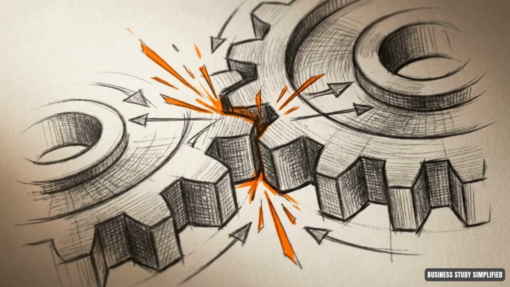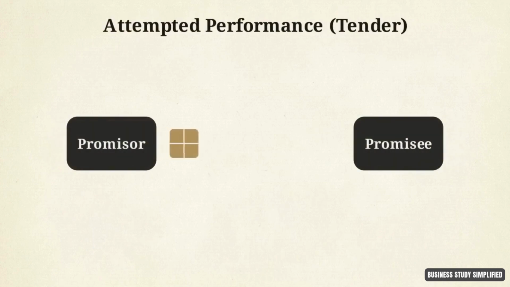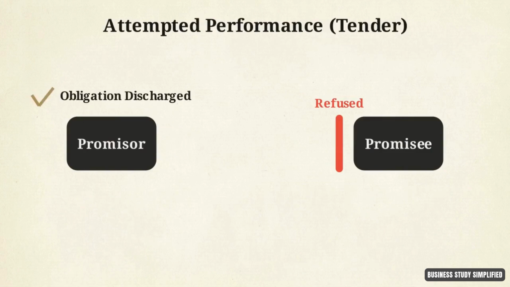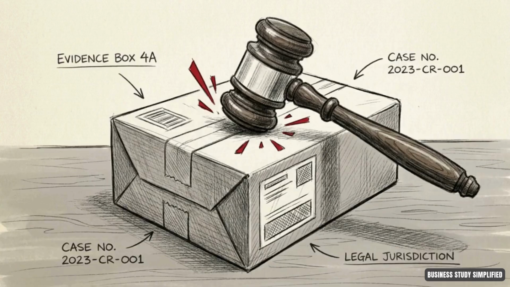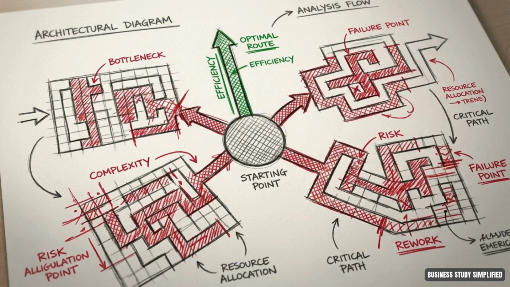However, the law must also account for commercial friction. This leads to attempted performance, formally known as a tender. A tender occurs when one party arrives prepared to fulfill their duty, but the other party refuses to accept the delivery or service. Under strict legal rules, a refused tender is treated as valid performance by the offering party. Because they attempted to fulfill their part, their specific obligation is discharged. Actual performance resolves the bond as intended.